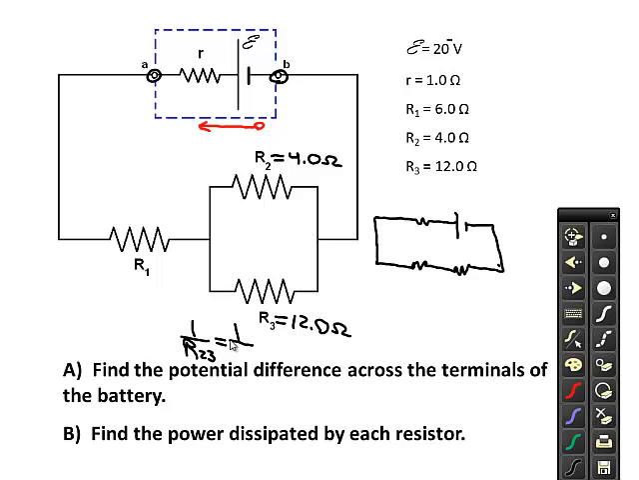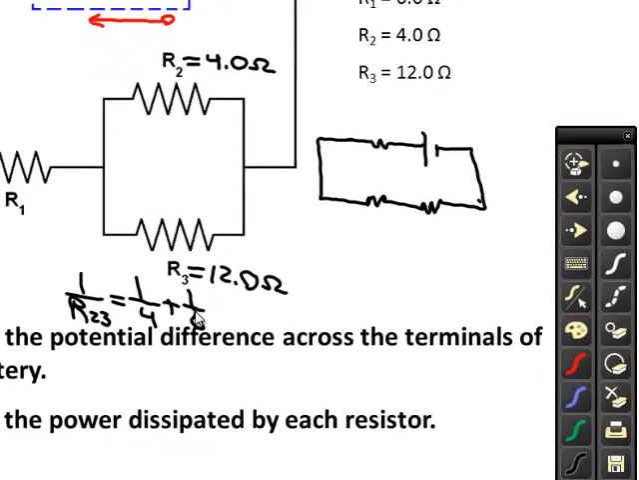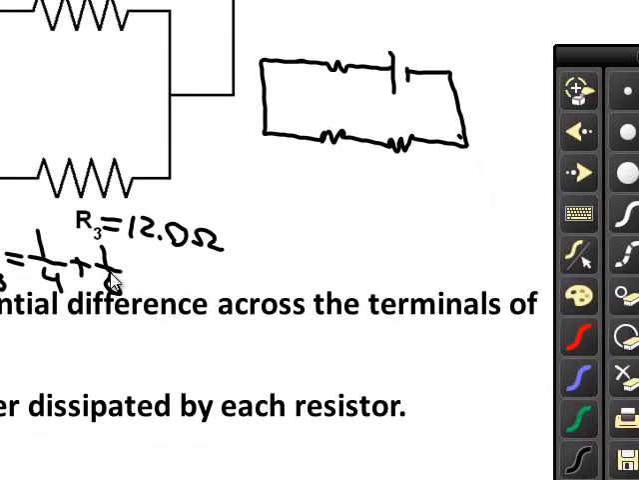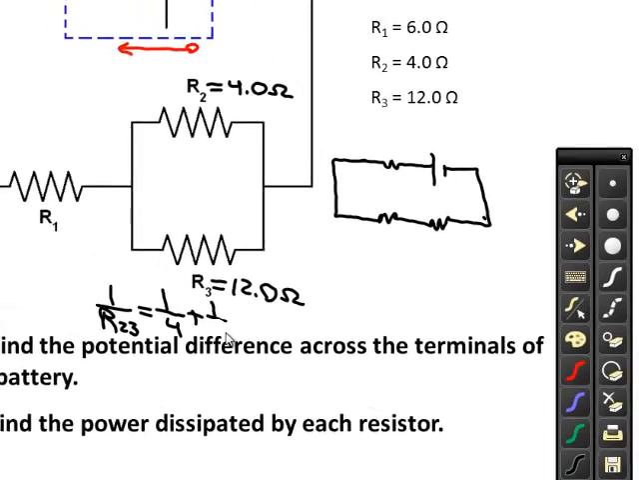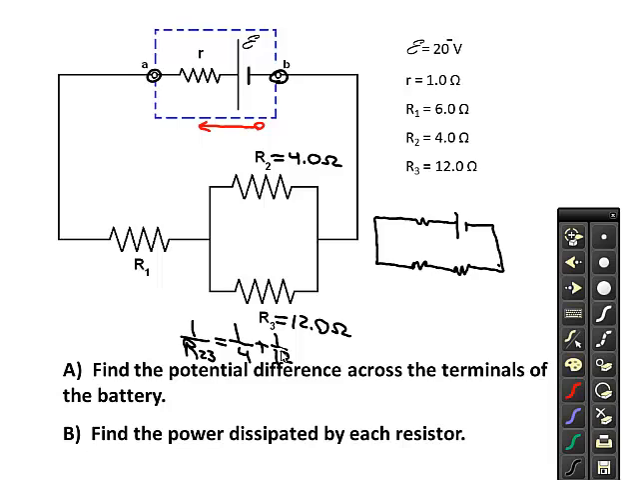It's going to be 1 over 4 plus 1 over 6. Then flip. Now find the common denominator there. I'm sorry, it's 12. My apologies. There we go. So a common denominator obviously would be 12. So I'm going to have 3 12ths plus 1 12th. That's 4 12ths. Take 4 12ths and flip it, and you get 3. So that tells me that R23 equals 3 ohms.